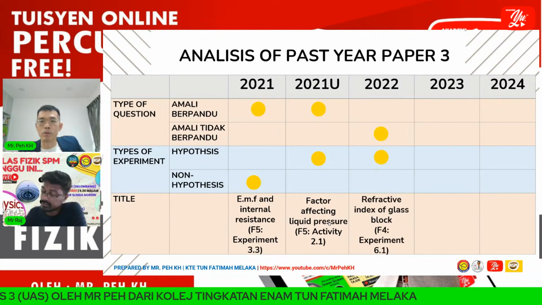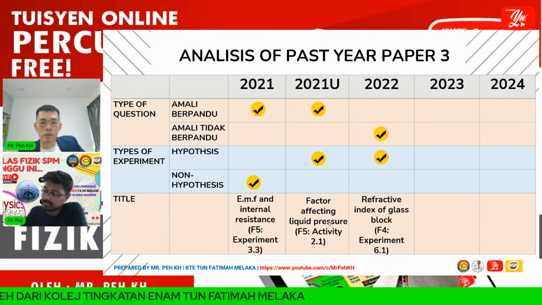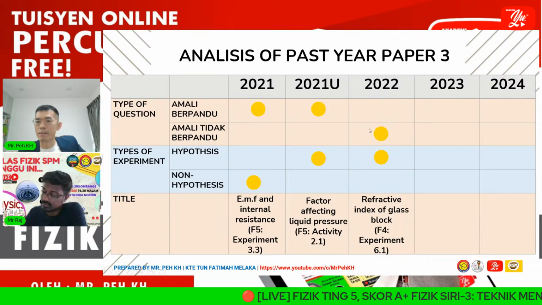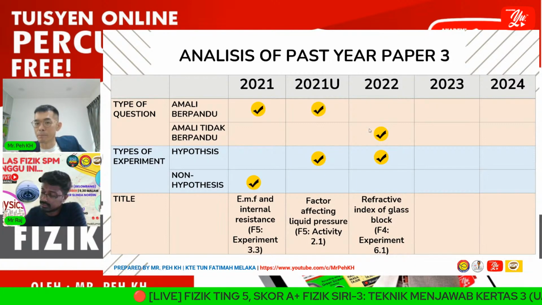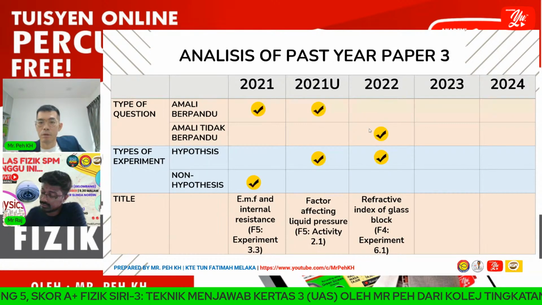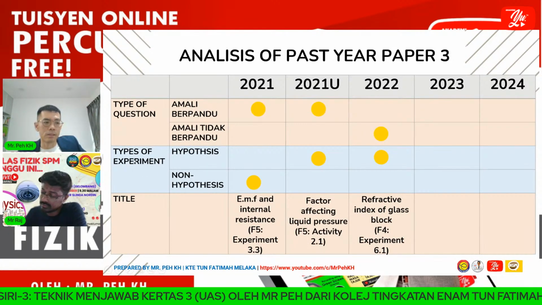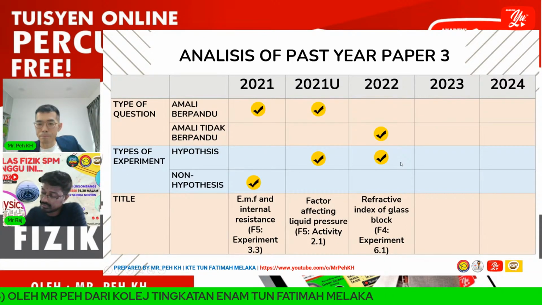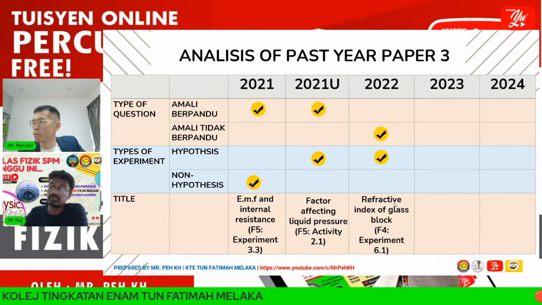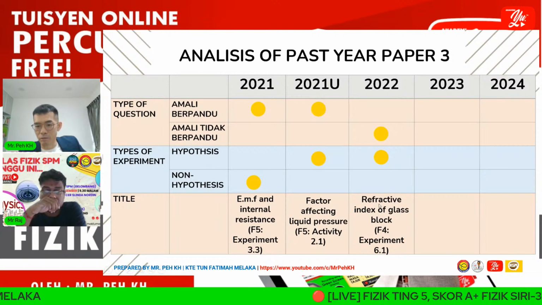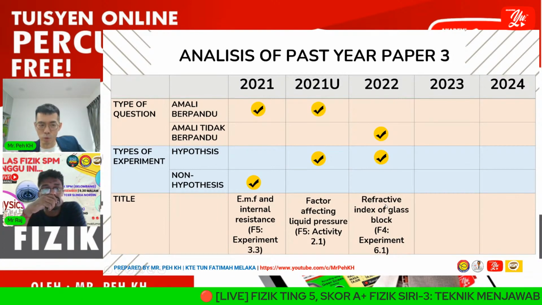Okay, and then the next year is 2022. For 2022, the type of question here is amali tidak berbantu. That means the student needs to plan the procedure and diagram based on the situation given and also the apparatus provided. The type of experiment is again a hypothesis experiment, so the student needs to find MV and RV for the experiment and plot the graph, as I mentioned to you just now.